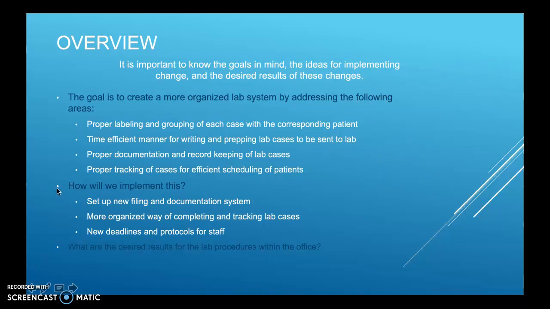A few of the ways we can go about implementing some of these changes is, for one, set up new filing and documentation. Better organization here will keep better records, and it will allow us to track cases better, which will also help us scheduling. All of this ties into itself. We'll need a more organized way of actually completing these cases too. With that, we can set deadlines. We'll have to retrain some of the staff, however, deadlines will keep people on the same pace and make sure that we're not getting behind on cases.